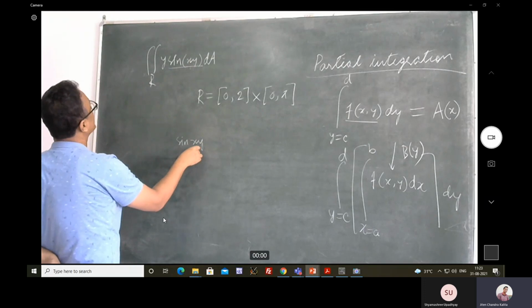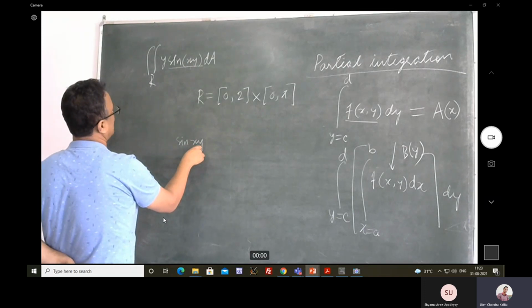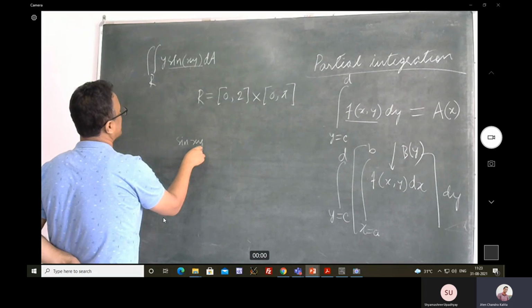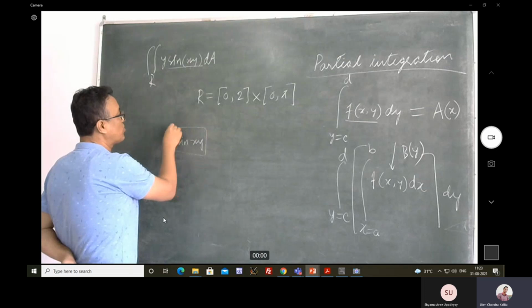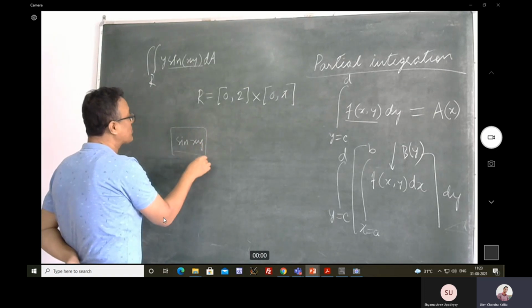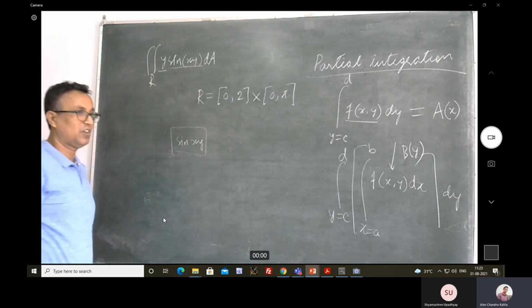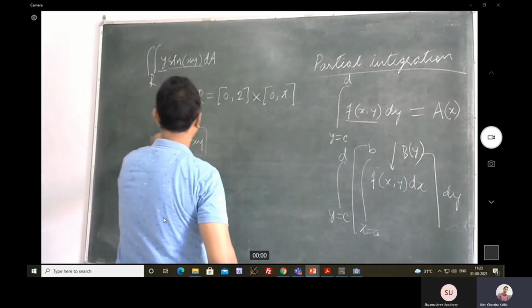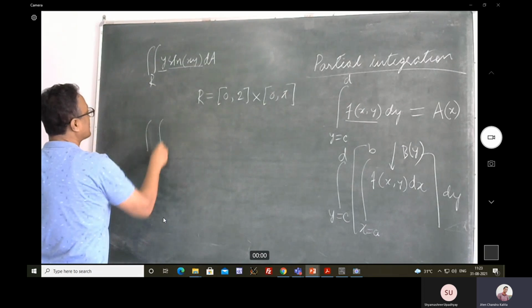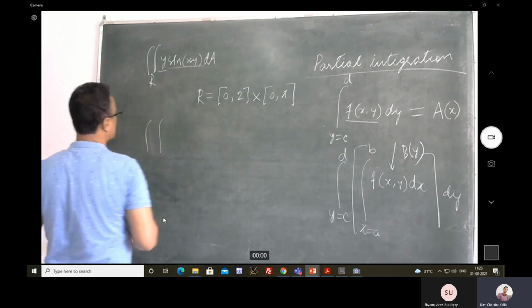So if I integrate with respect to x, then I'm going to get a function of y. Is it okay? Fine? Yes. But if I integrate with respect to y, it is going to be difficult because I have another function of y here. Isn't it? So that is why I'm going to integrate this with respect to x.